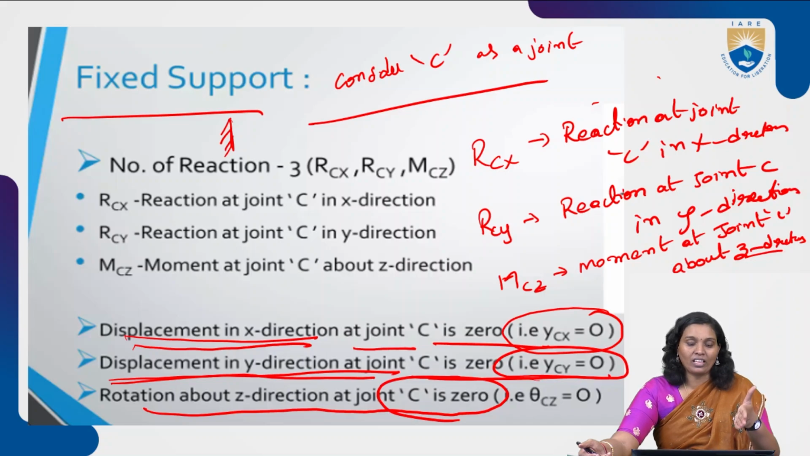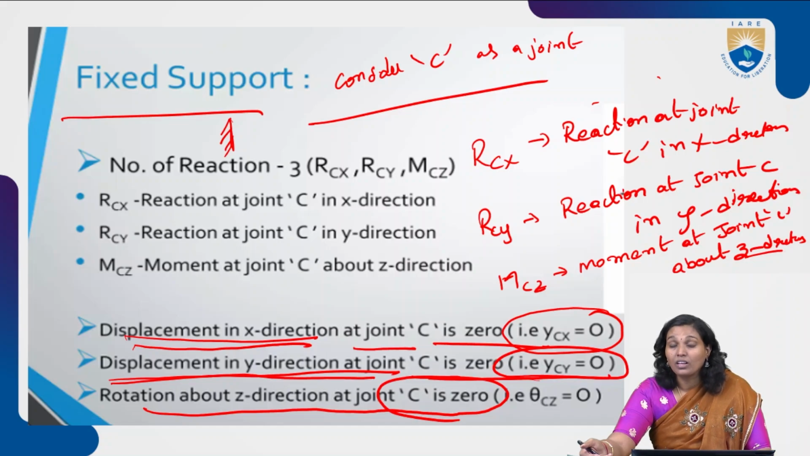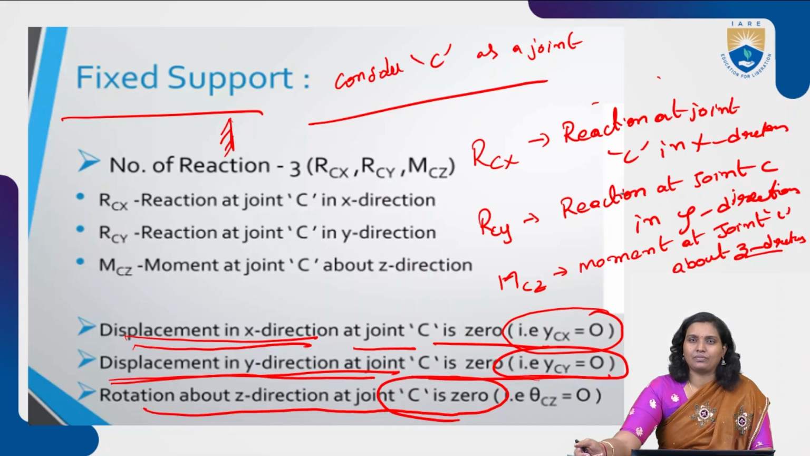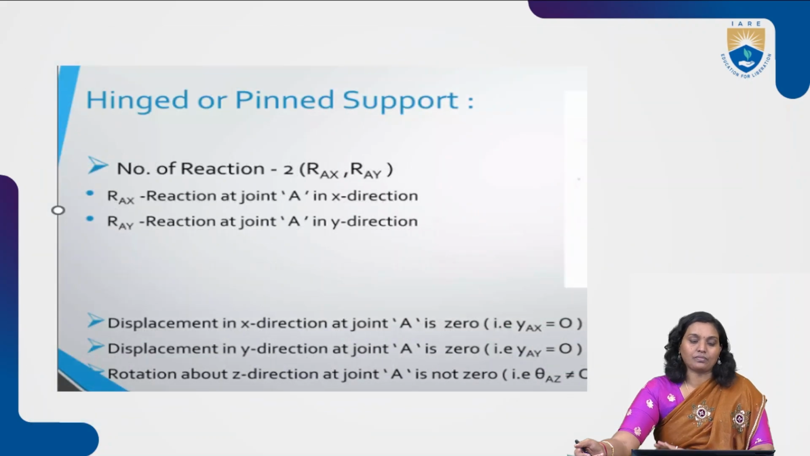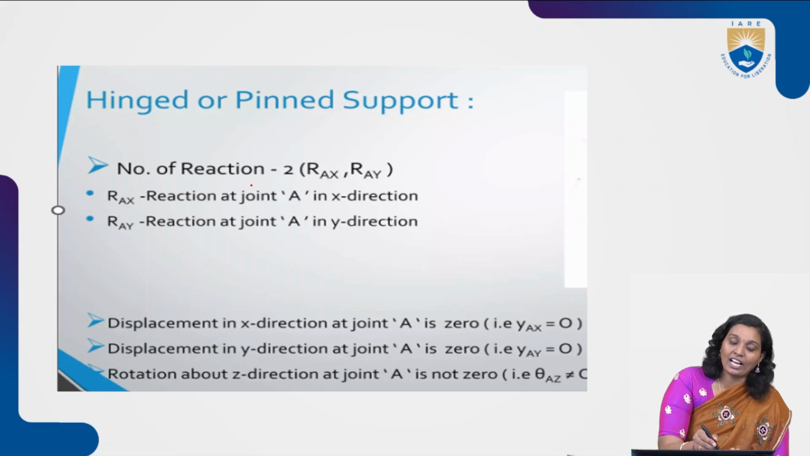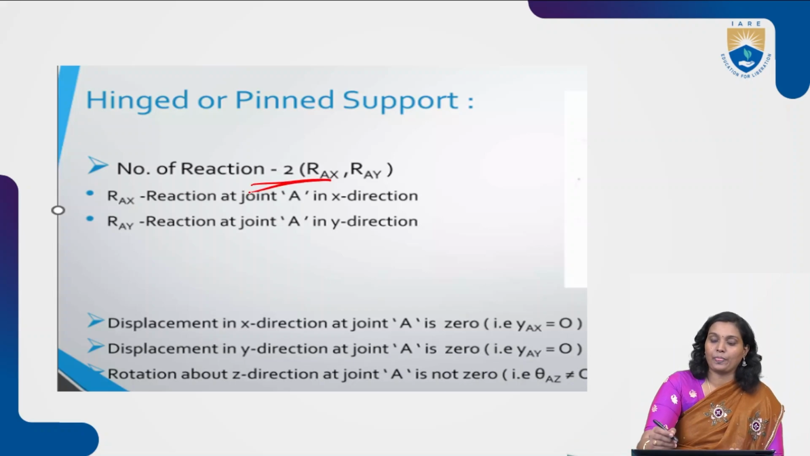It depends upon the type of support. So here for fixed support, the number of reactions is equal to 3. There is no displacement and also no rotation about the Z direction at that particular joint. Coming to the hinged support, now we will understand. The number of reactions is equal to 2 only.